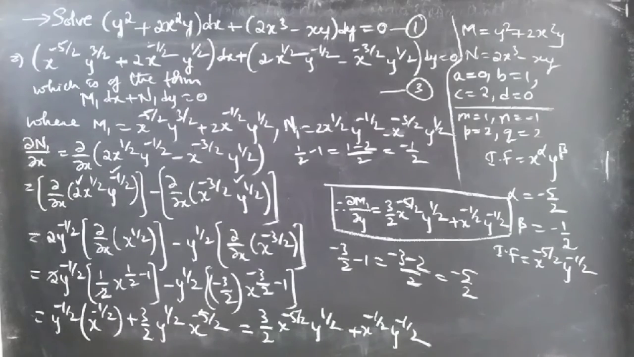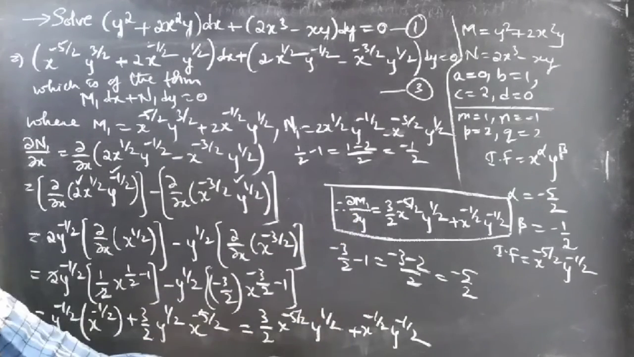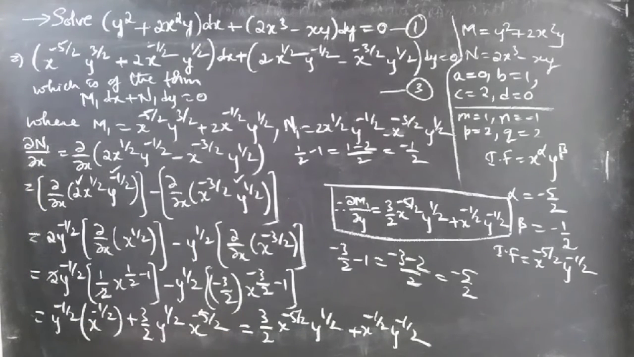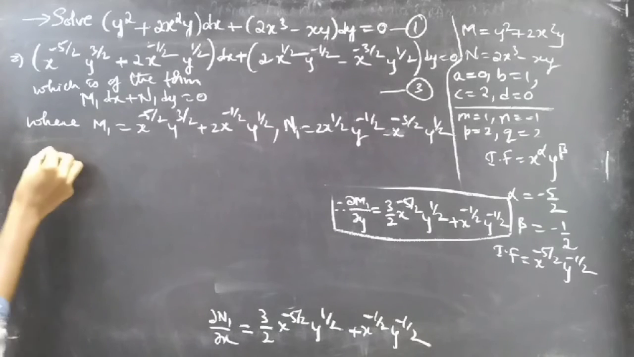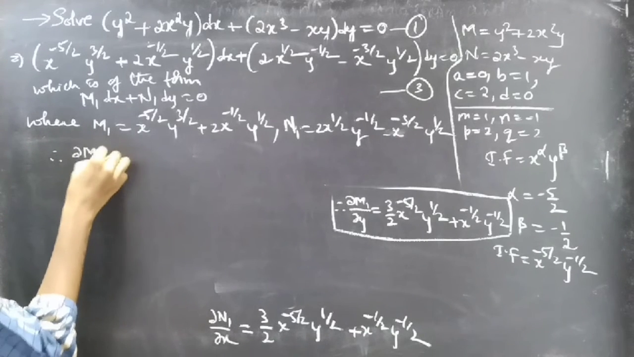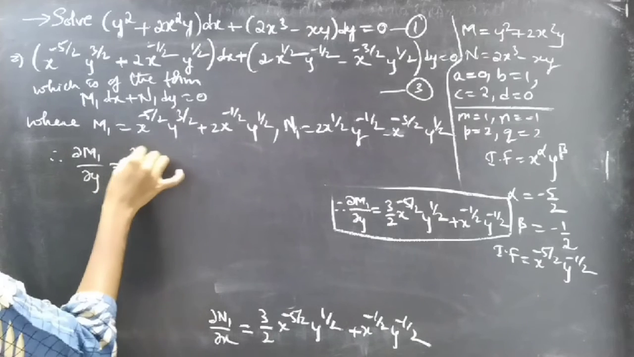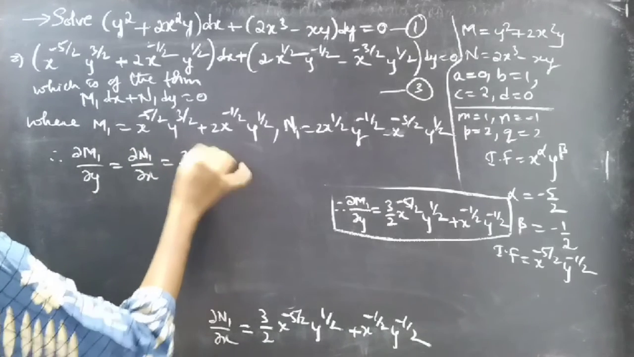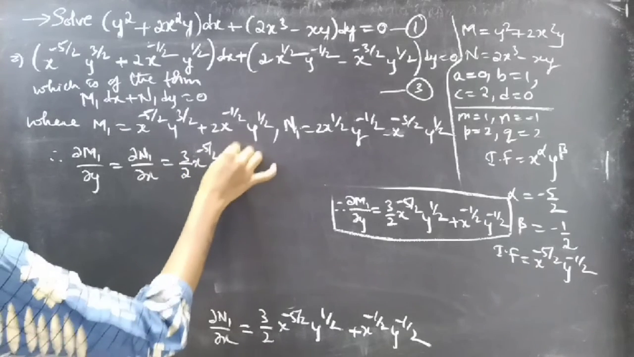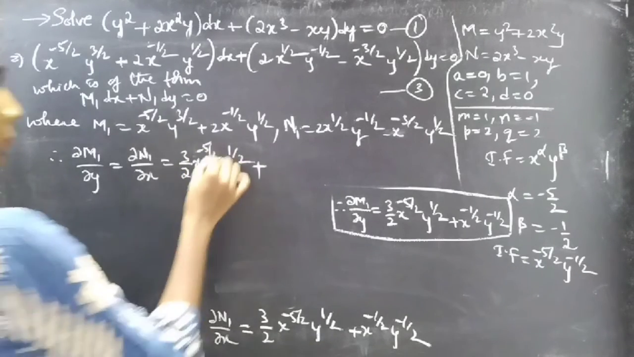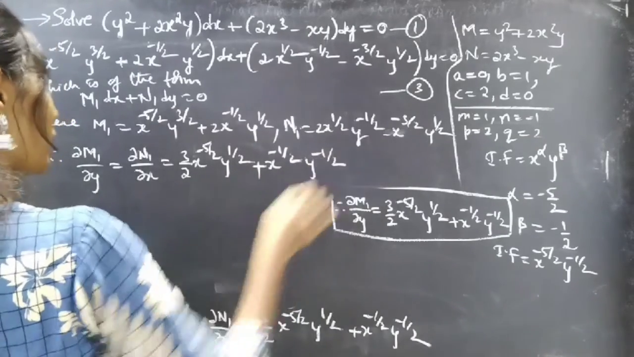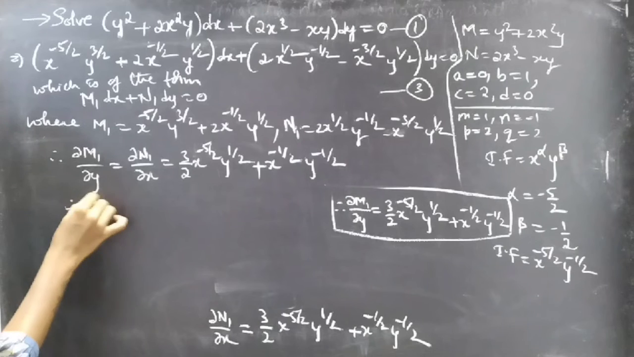So if you notice, the partial derivative of M1 with respect to y is equal to the partial derivative of N1 with respect to x, right? Therefore, the partial derivative of M1 with respect to y equals the partial derivative of N1 with respect to x, equal to 3/2 x^(-5/2) y^(1/2) plus x^(-1/2) y^(-1/2). This shows that equation 3 is exact.